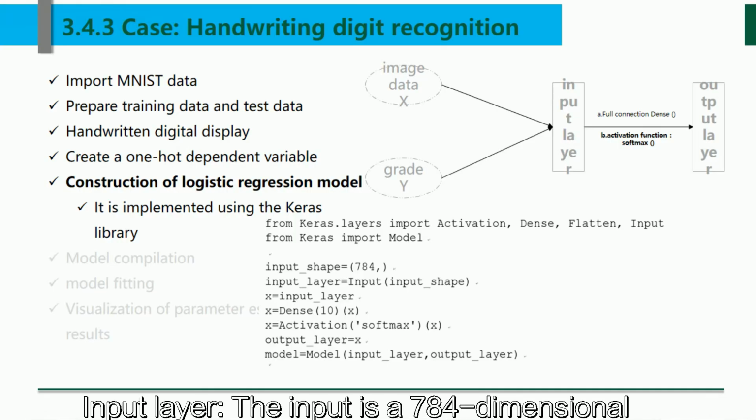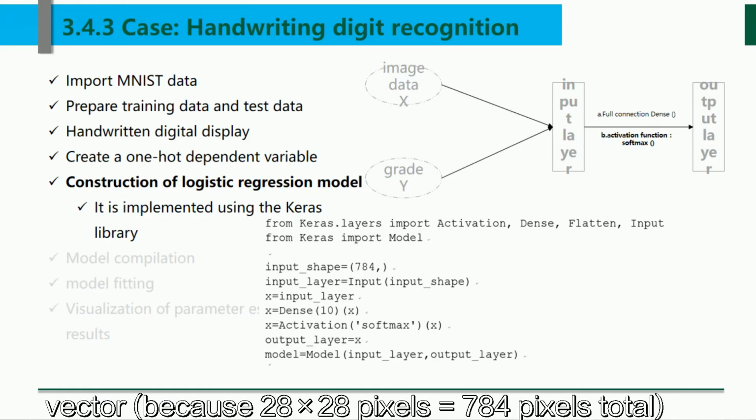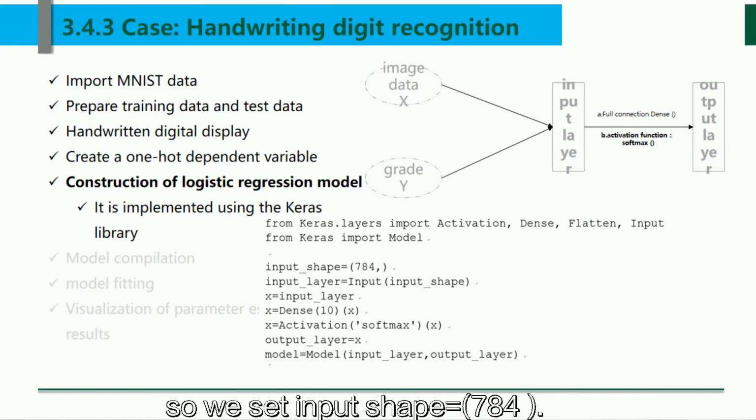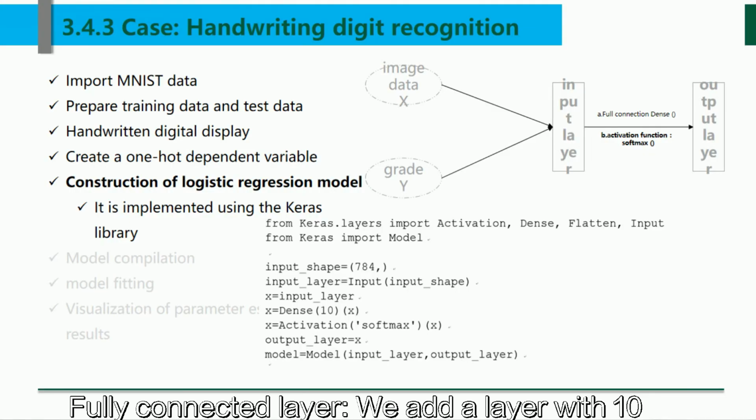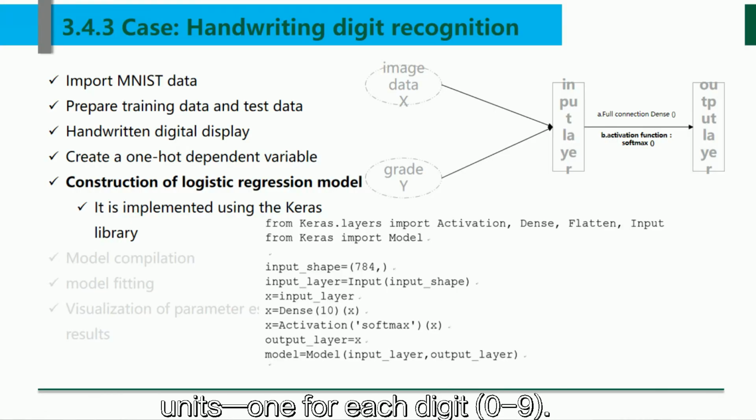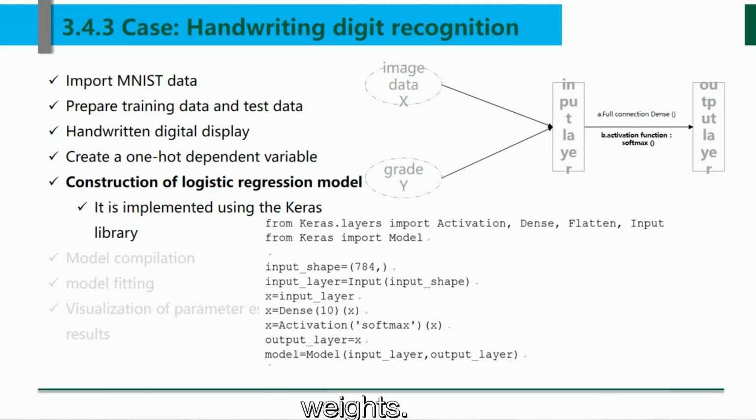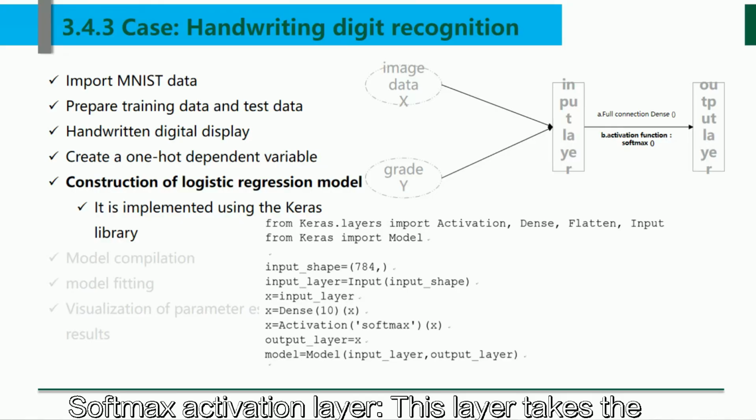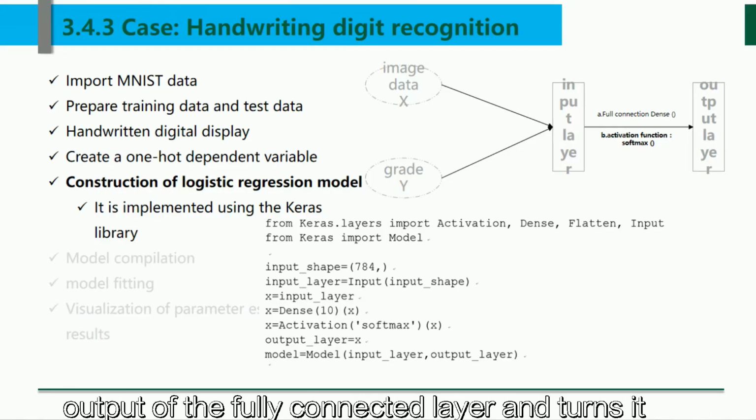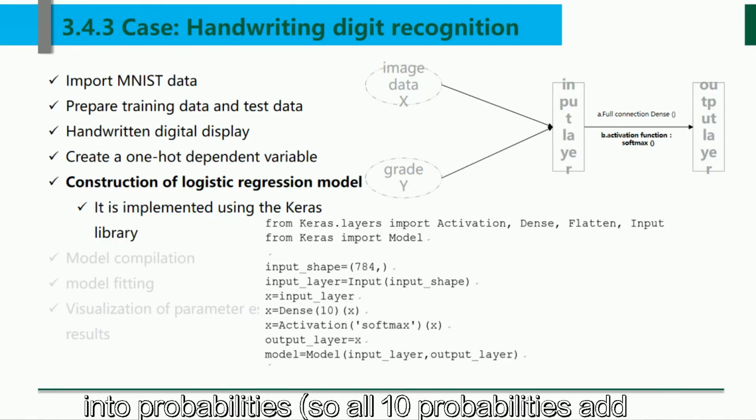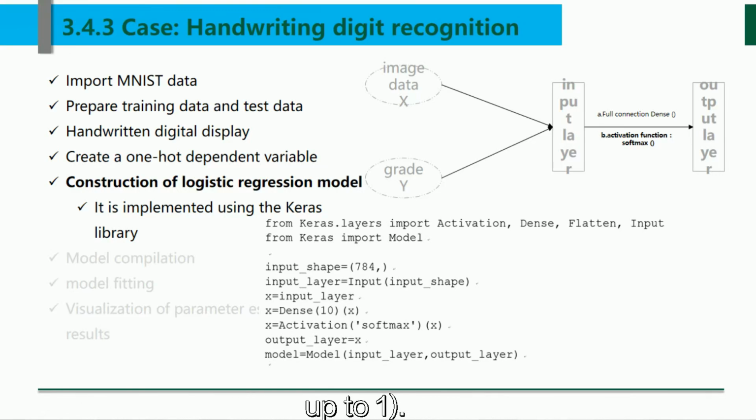The input is a 784-dimensional vector, because 28 multiplied by 28 pixels equals 784 pixels total, so we set input shape equals 784. Fully connected layer: we add a layer with 10 units, one for each digit, 0 to 9. This layer combines the input features with weights. Softmax activation layer: this layer takes the output of the fully connected layer and turns it into probabilities, so all 10 probabilities add up to 1.